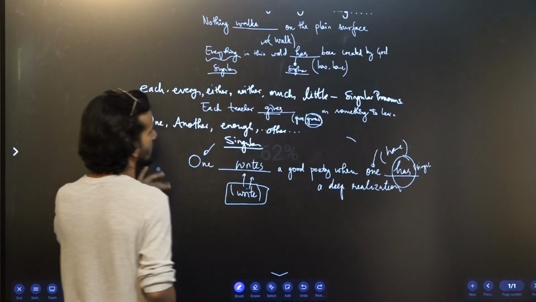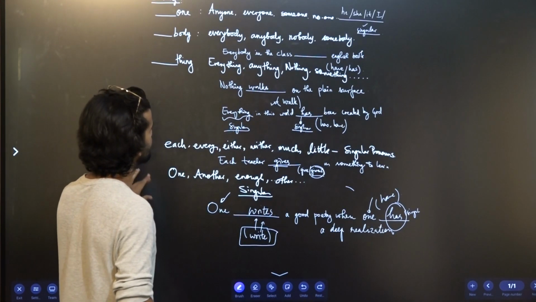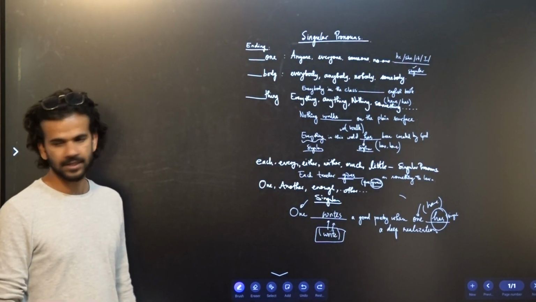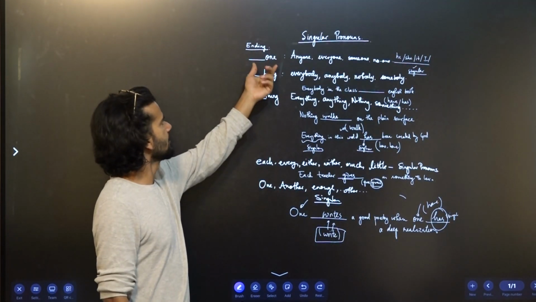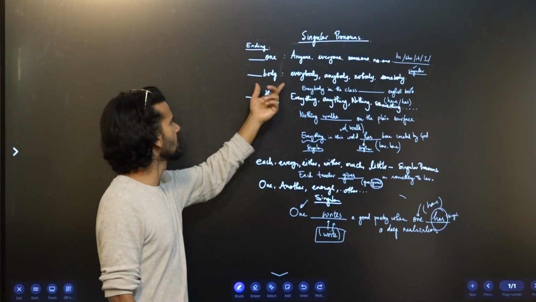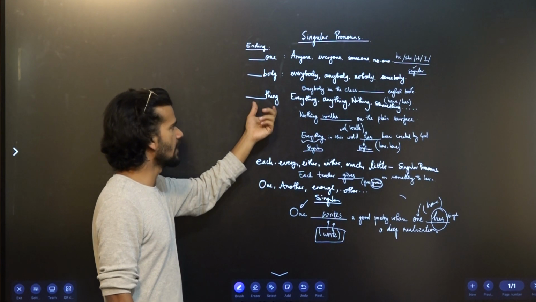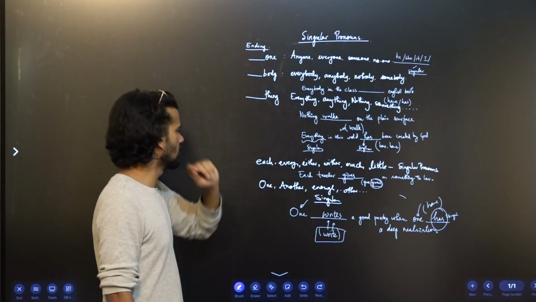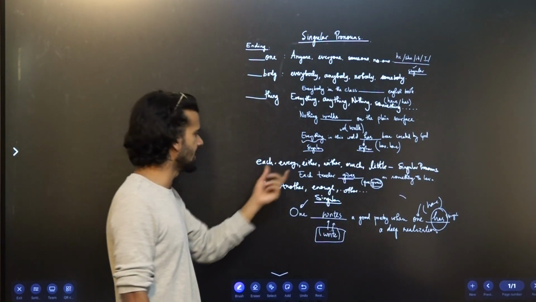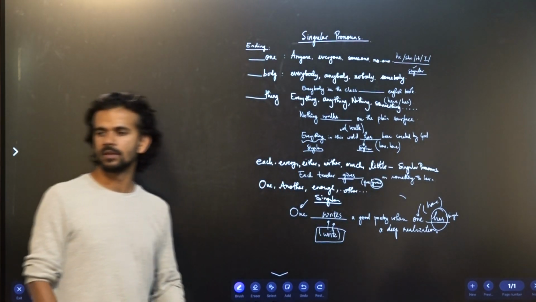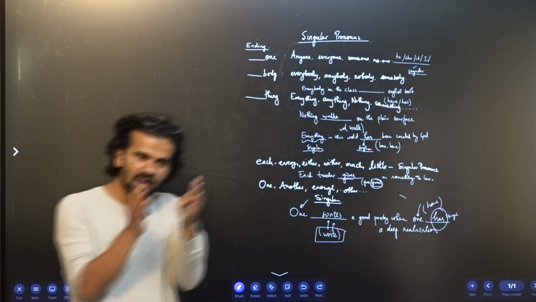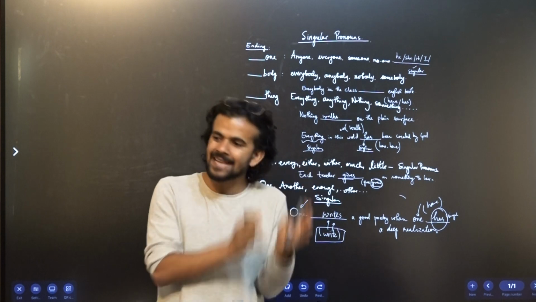So, what's the summary? If pronouns are ending with one, they are singular. If pronouns are ending with body, singular. Pronouns ending with thing, singular. Each, every, either, neither, much, little, singular pronouns. One, another, enough, other, they are also singular pronouns.